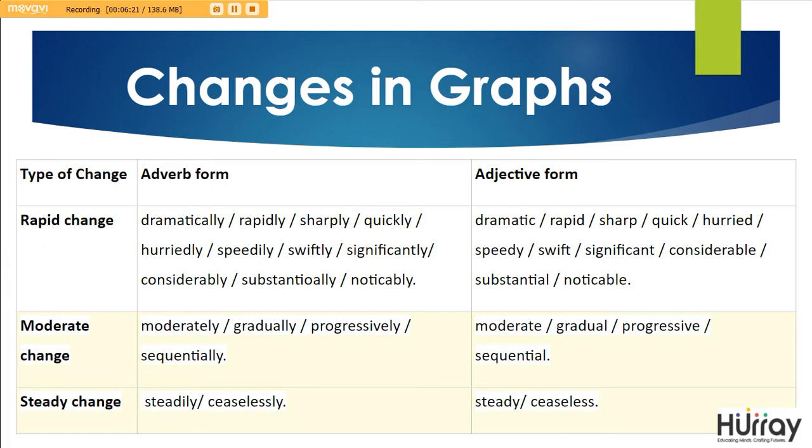a quick surge, etc. If you're describing a moderate change, then you could say moderately, gradually, progressively, sequentially. And in adjective form, you could use the same words: moderate, gradual, progressive growth, change, etc. If it's steady, then you can say steadily or ceaselessly, or steady and ceaseless.